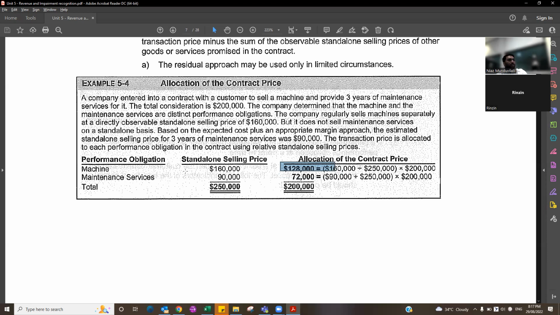And for maintenance service, 90,000 is the standalone selling price. So you multiply 90,000 divided by 250, multiplied by 200,000. So 72,000 is the price in this particular contract. Got it? All good?